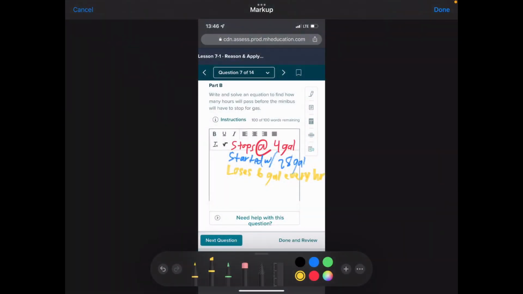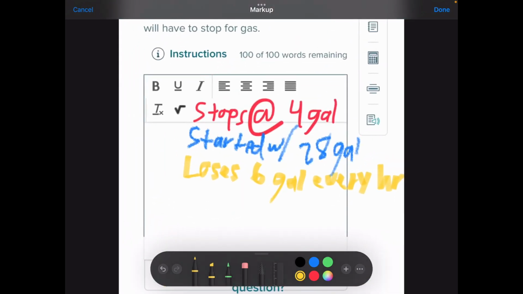We have part B of that same question right here. It says to write and solve an equation to find out how many hours will pass before the minibus will have to stop for gas. So if we remember our question that we just had before, it said that the bus started with 28 gallons in the tank. It loses 6 gallons every hour that it's driving, and then it stops when it only has 4 gallons of gas remaining in the tank. It stops and gets gas.